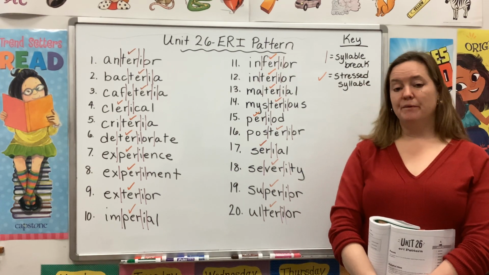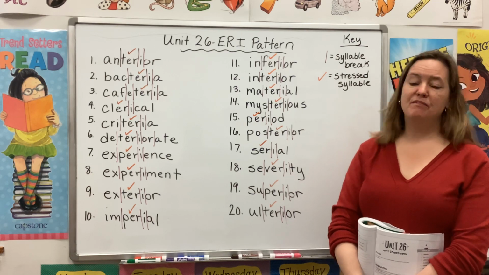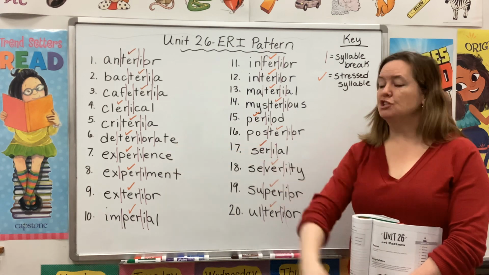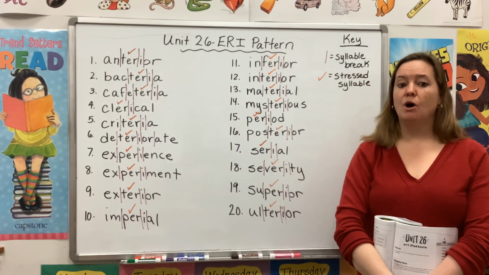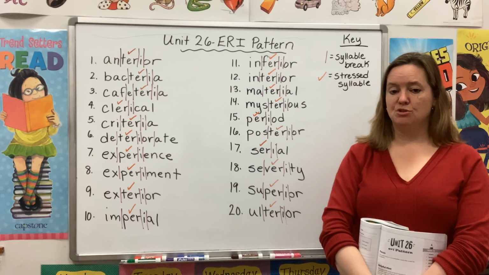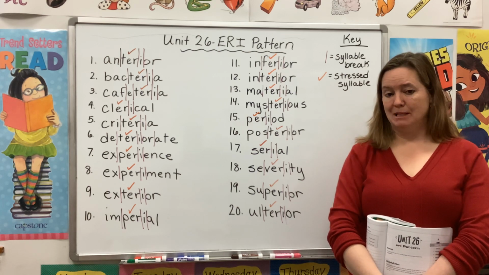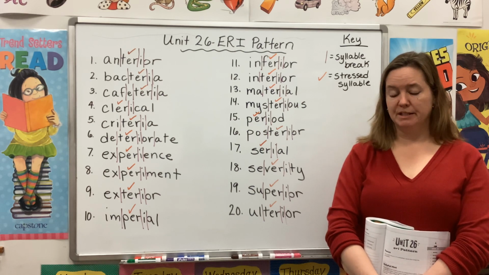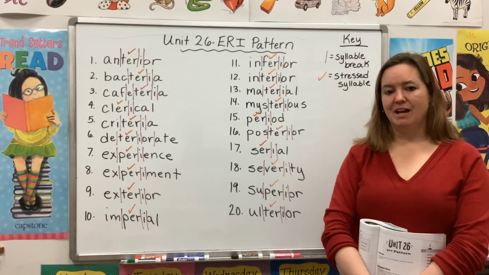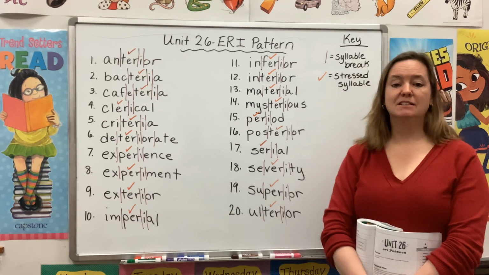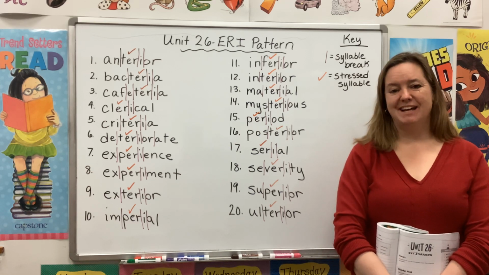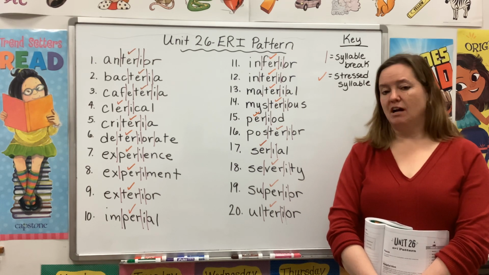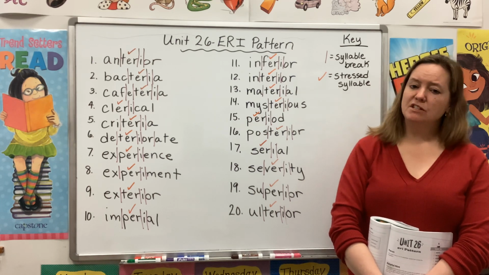You'll notice that I've already gone ahead and used purple vertical lines to mark my syllable breaks and orange check marks to show which syllable is stressed in each word. Remember, the stressed syllable is the part of the word that we say a little bit louder and stronger. If you would like to pause the video to add your own syllable marks and stress marks, you may do that now.